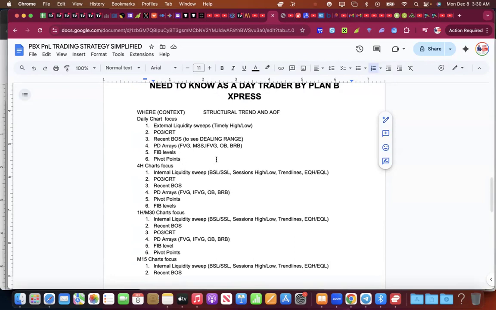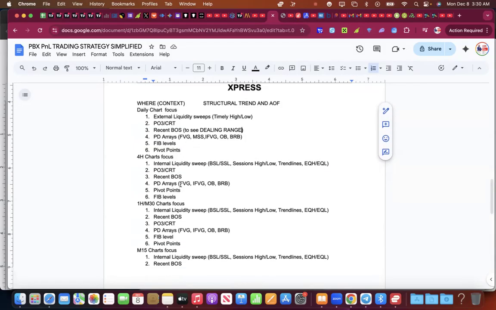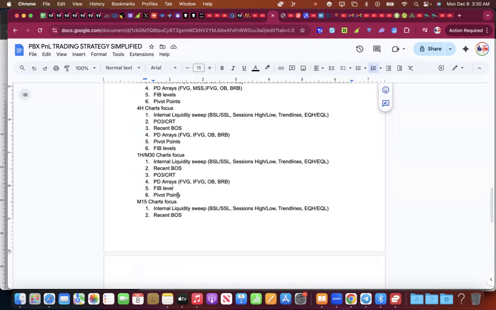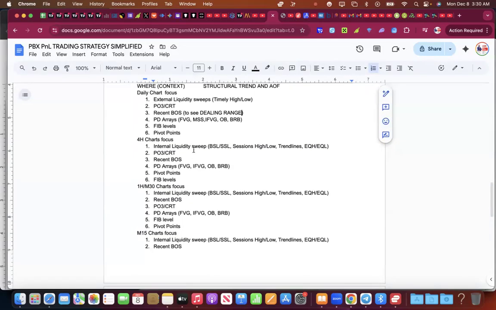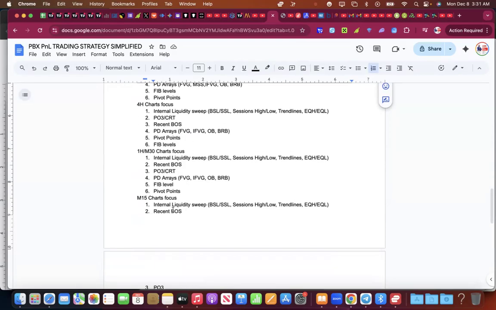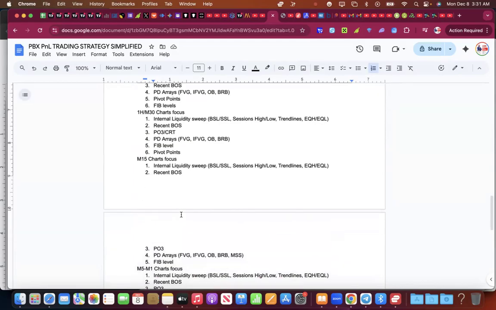Of course, we want to mark all of those areas that may be important. The same thing you have on the daily, you can have on the 4 hour, and this can still be repeated on the 1 hour. But by the time you get to 15 minutes, you're going to be looking for the power of three, but it's going to be internal liquidity, even 4 hour internal liquidity to an extent. The 4 hour can still be external and internal.